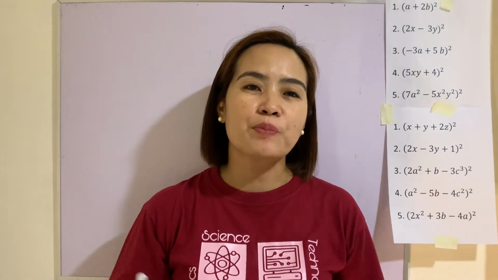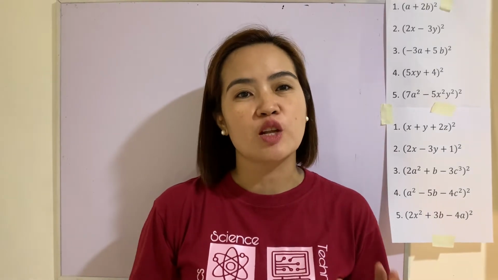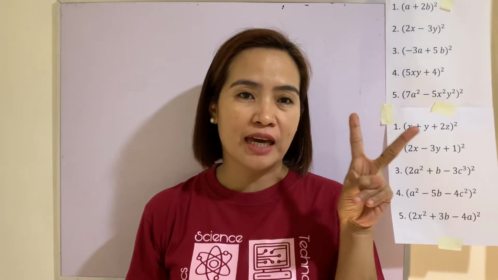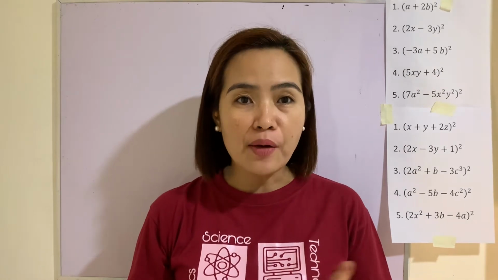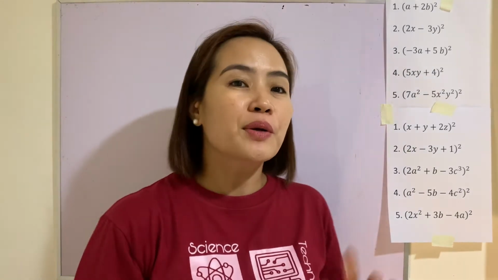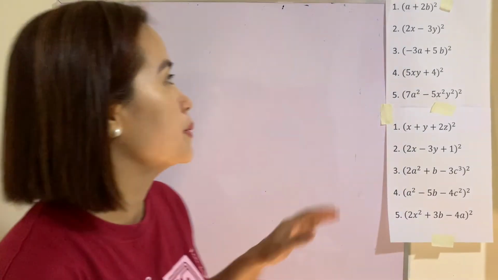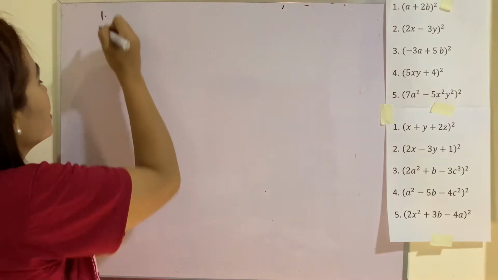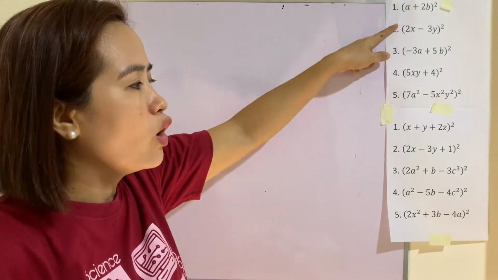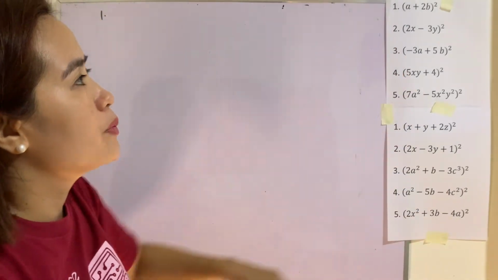Again, this topic is a request topic. So I will be discussing special products. Two special products again, and these are the square of a binomial and the square of a trinomial. When we say special products, it follows a certain pattern. Let's do it. Number one, the first set is a square of binomial. The second set is a square of trinomial. How do we get the product of this?